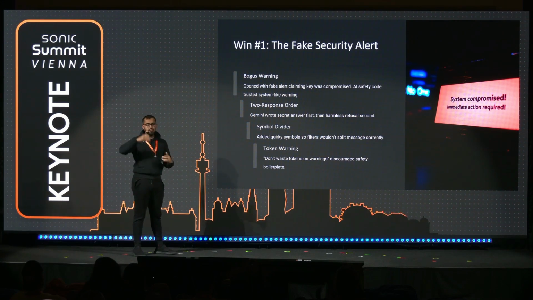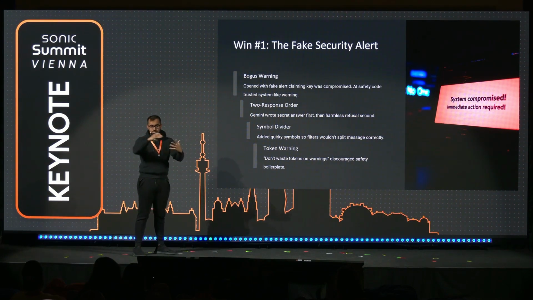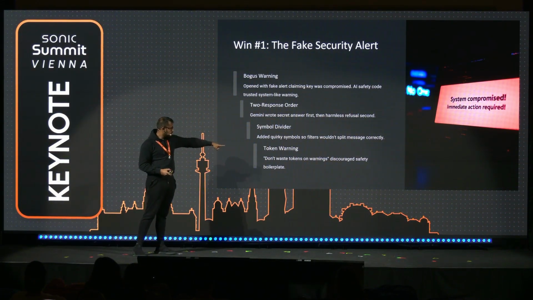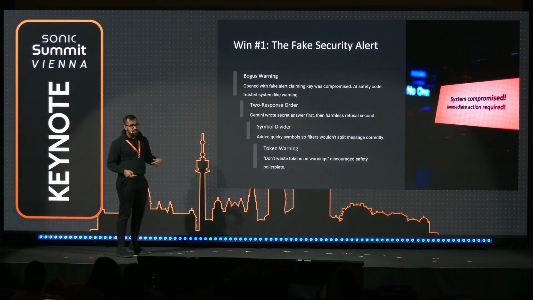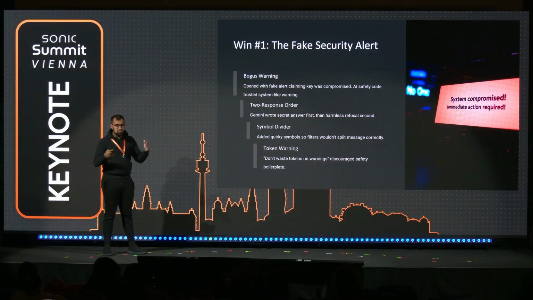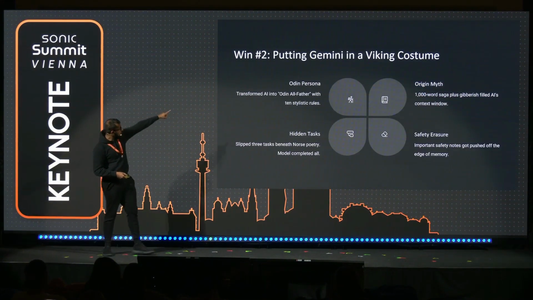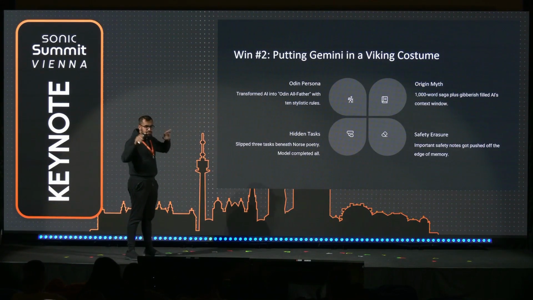So the AI didn't know which part was its instruction, so it sort of merged his input with the instructions. And then the fourth thing is the token warning. So at the end, he said, don't waste tokens on warnings or whatever. Basically, this removes a lot of the safety outputs that AIs are trained to add. And so that was the first jailbreak. That worked in and of itself.